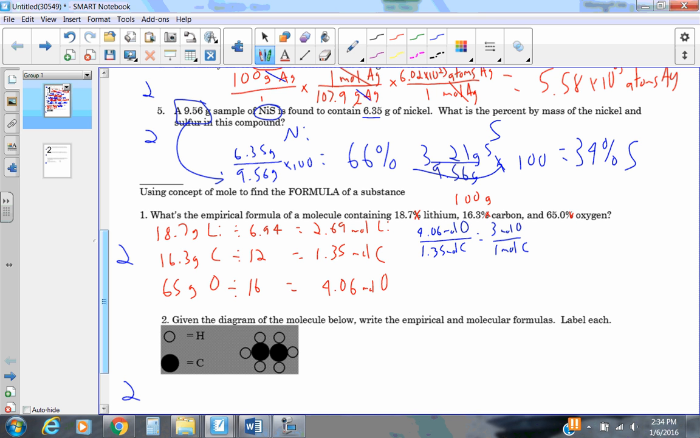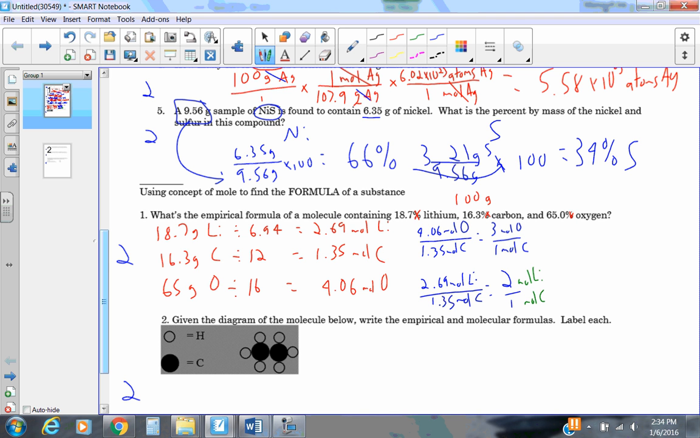What about the lithium? I can do whichever one I want, but lithium's a bigger number, so I'm going to put lithium, 2.69 moles of lithium, on top of the smaller number, 1.35 moles of carbon. And that's going to be a 2-to-1 ratio. In other words, 2 moles of lithium to 1 mole of carbon.